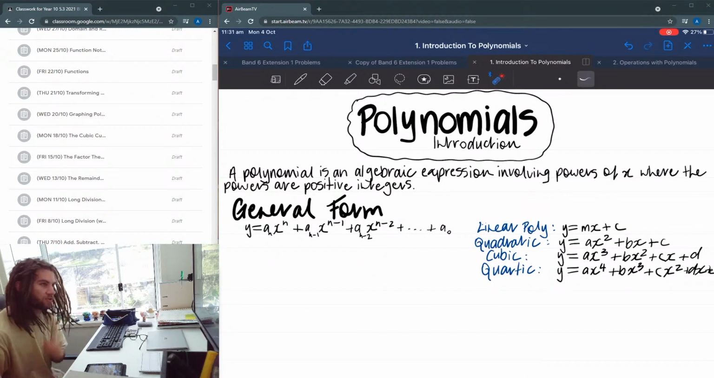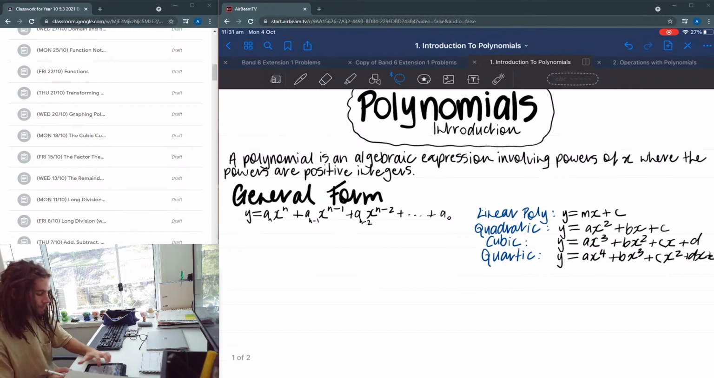I don't want to dwell too much on the general form, but essentially a polynomial is just an expression that has a bunch of powers in it. That's it, that's all I want you to know. So where do we go from here? Well, there's a bunch of terms that I want to go over. We haven't really discussed some of these, but they're pretty obvious, some of them.